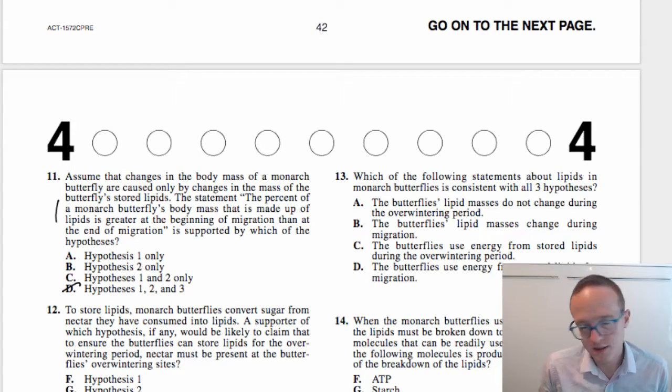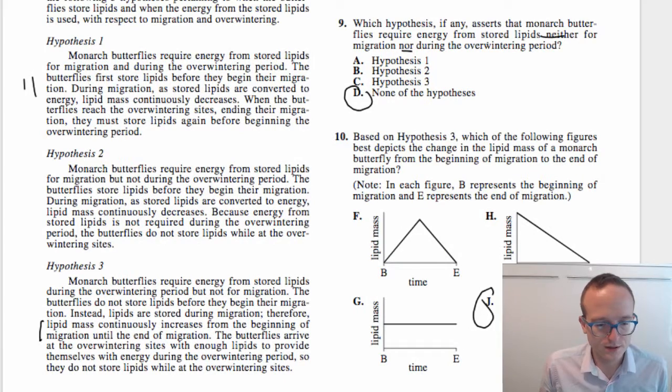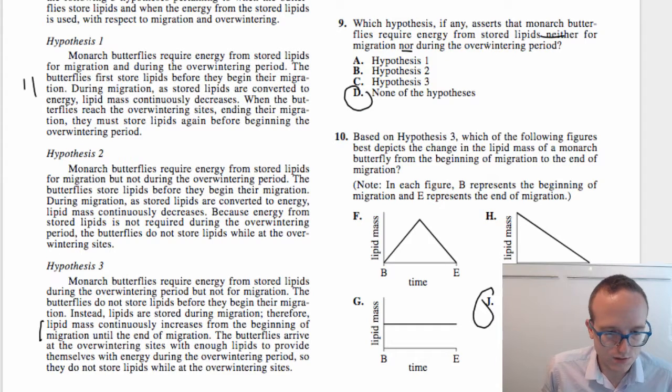That's just based on our previous answer. So we should have more lipids at the beginning of migration than at the end. So let's see what they say about migration. During migration, as stored lipids are converted to energy, lipid mass continually decreases.